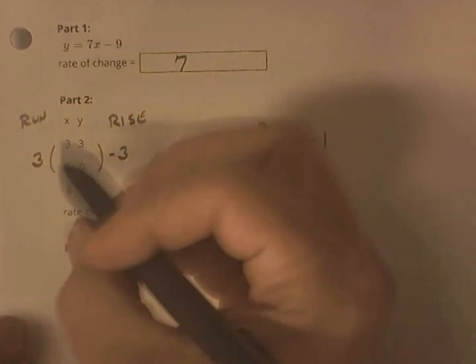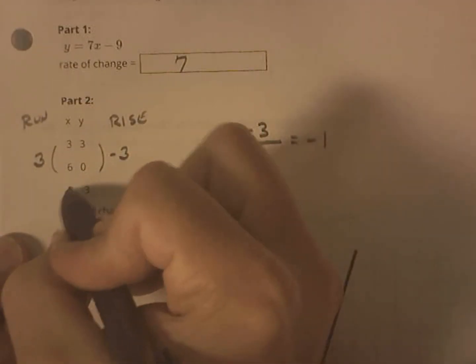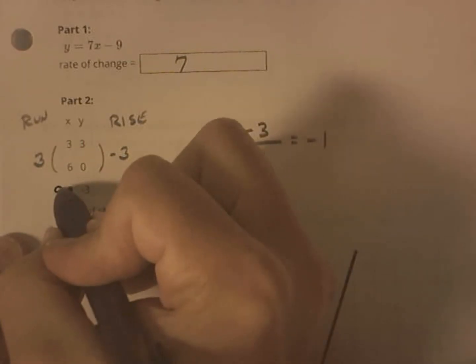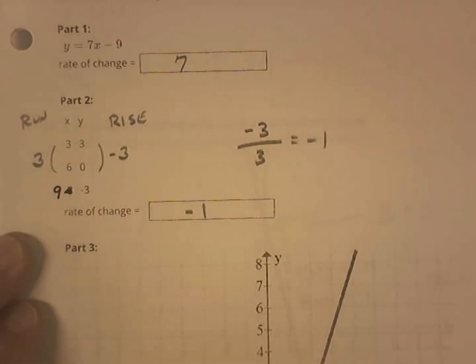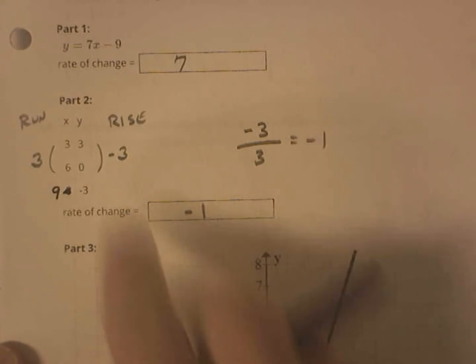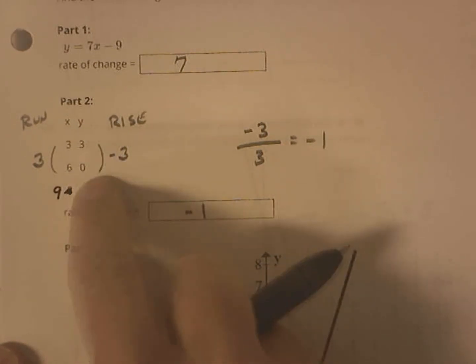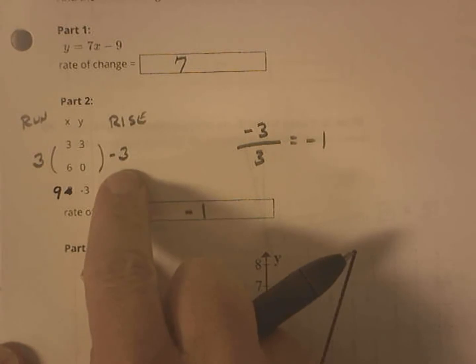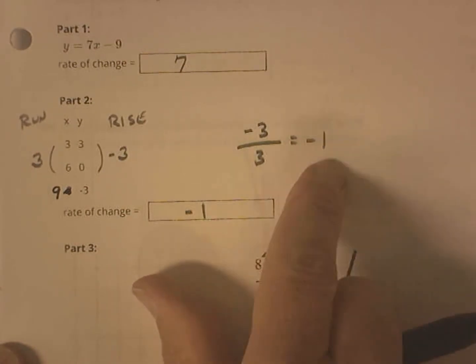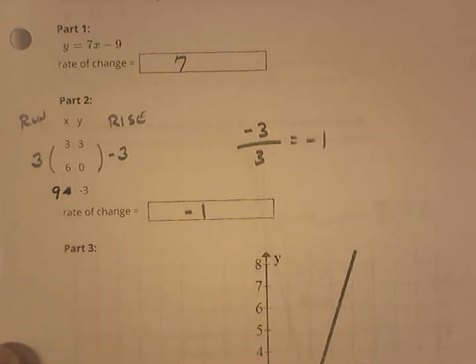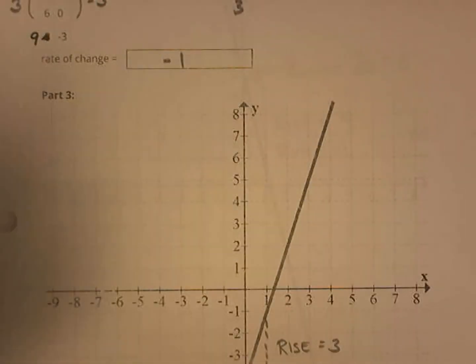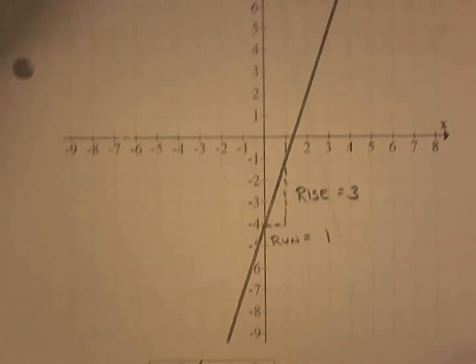Here we go. This one, it's actually a 9. It'll be corrected when you see this. So it's changing from here to here. It went up by 3. From here to here, it went down by 3. This is the rise. So I have negative 3 over 3, which is negative 1.